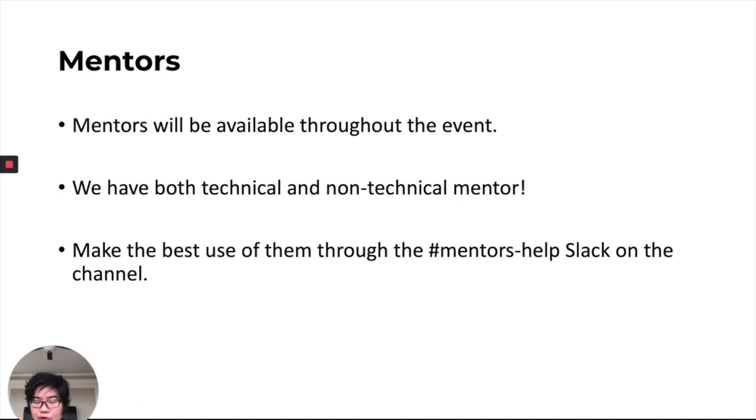Non-technical mentors can help you more on the product side of things. This includes finding the right problem, making sure that your solution solves the problem, scoping your project, making sure that it's doable in 3 to 6 hours, dividing priorities, and so on. You can make the best use of our mentors by reaching out to them at the Mentors Help Slack channel. We will be inviting our mentors really soon, so feel free to ask them questions when they're there throughout the event.